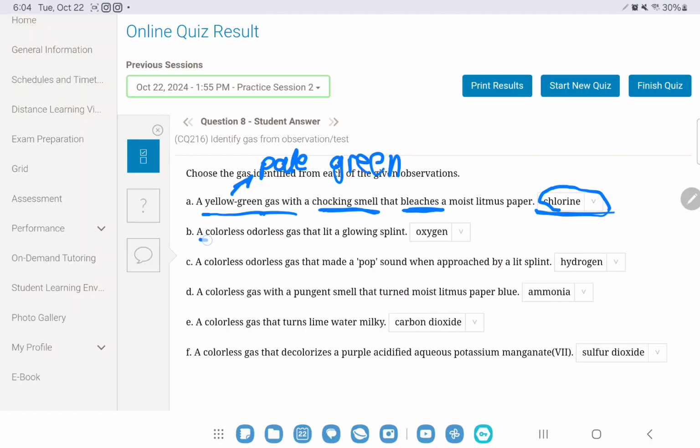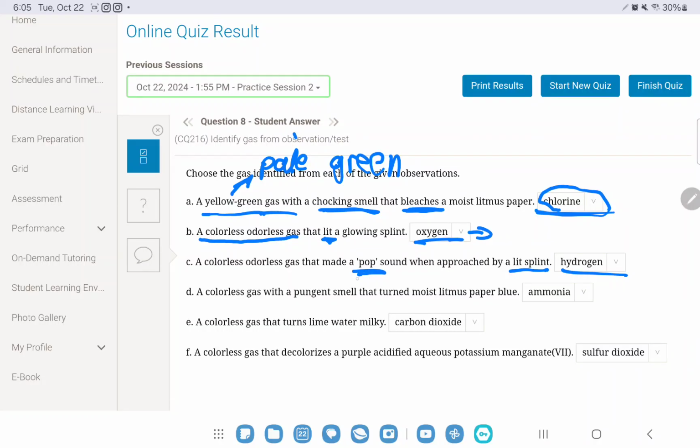A colorless, odorless gas that will light a glowing splint. When you see light a glowing splint, it's oxygen. But when you see pop sound, lit splint, it's hydrogen. So what this means is that when you have a glowing splint on fire and you blow the fire out, if you put it near oxygen, the fire is going to come back.